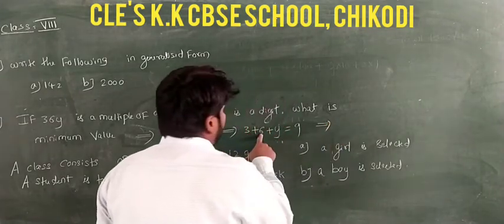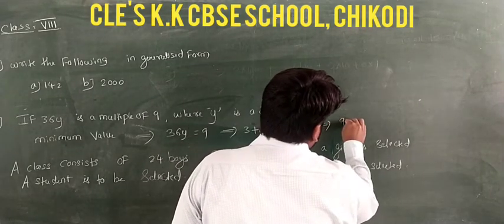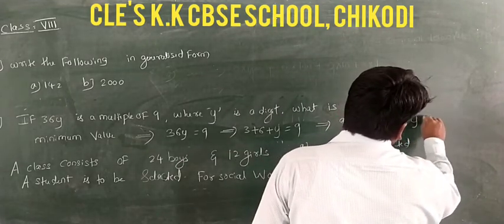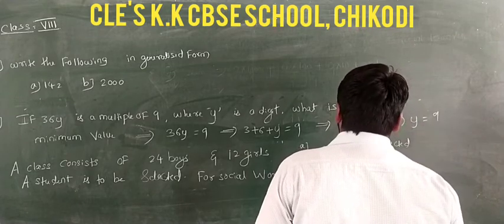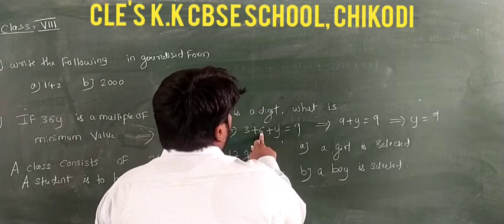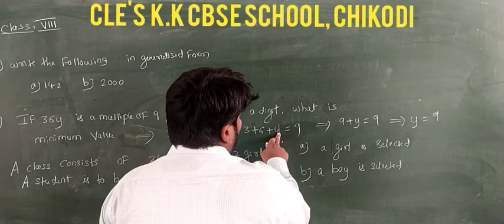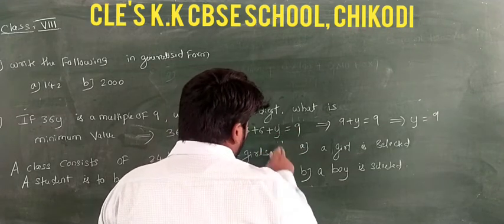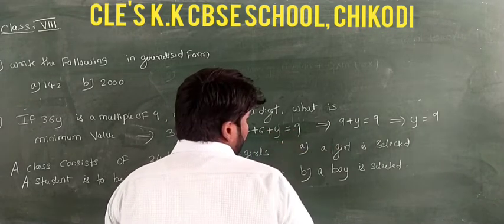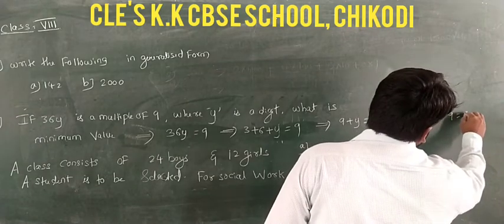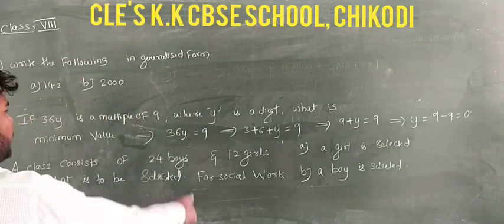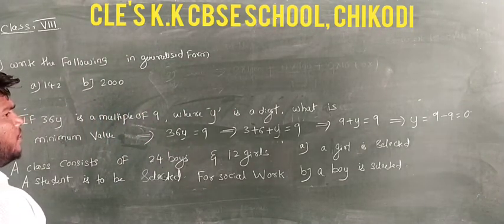3 plus 6 is 9, so 9 plus y is equal to 9. So y is equal to 9 minus 9, which is equal to 0. If you take y is equal to 0, the value of y will be 0.